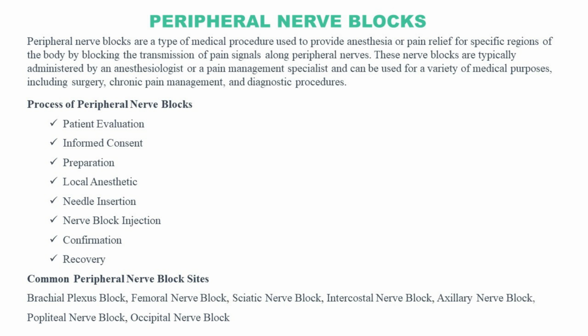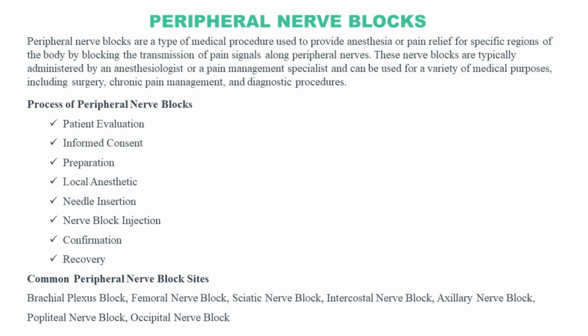7. Confirmation. After the injection, the healthcare provider may assess the patient to ensure that the intended nerve block has been successful. This may involve testing the affected area for sensation or motor function. 8. Recovery. The patient is monitored for a short period to ensure there are no adverse reactions to the procedure. In most cases, the patient can resume their normal activities shortly after the nerve block.